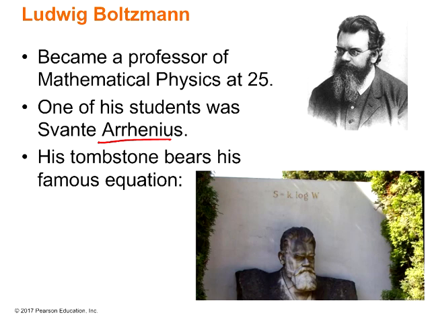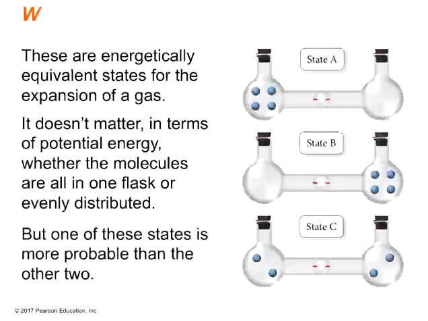And then Boltzmann, he unfortunately suffered from depression his whole life and did die by suicide later on. But his tombstone bears his famous equation. And this is something that is discussed a lot in classes like physical chemistry. Entropy is a really important quantity that we need to know. So we can attribute this all to Boltzmann. So let's talk about that term W, which again refers to the number of energetically equivalent arrangements for a system.